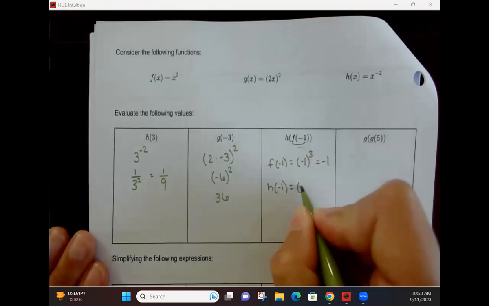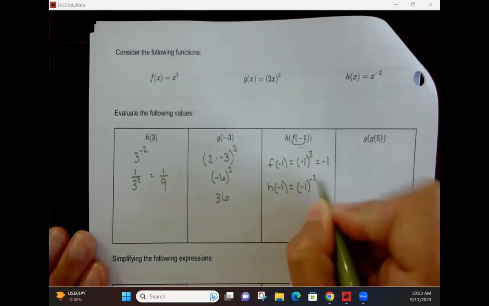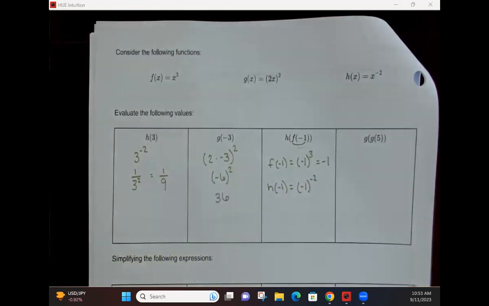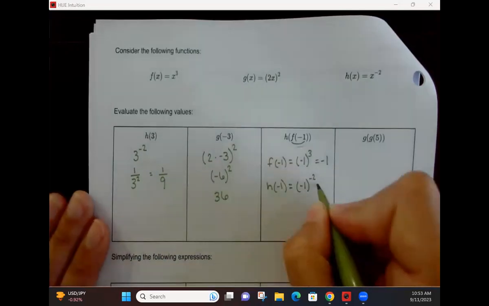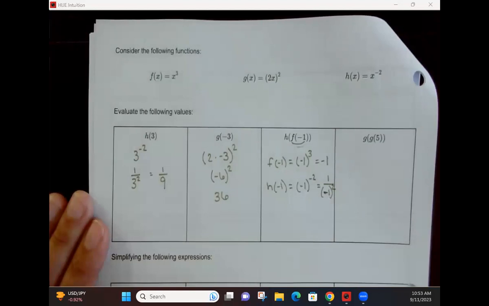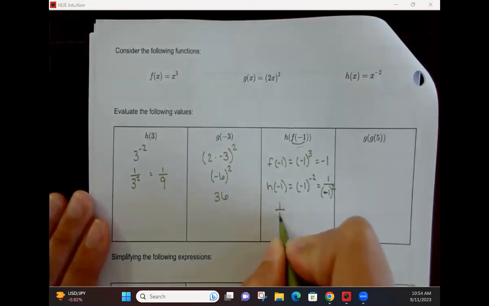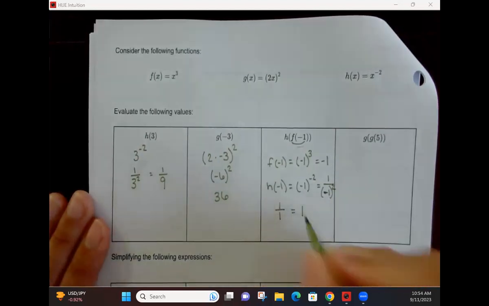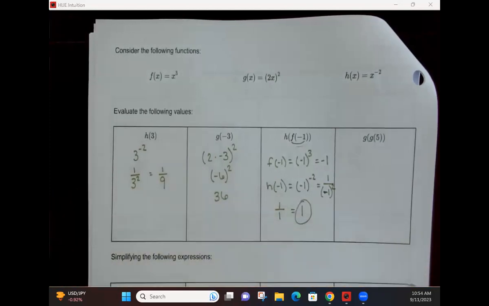So this would be negative 1 to the negative second power. We do need to take the reciprocal on this one since our exponent is negative. This would be 1 over negative 1 squared. That would be 1 over 1, which is just 1. And that's my final answer. I don't need to do anything else with the negative 1 from my f.